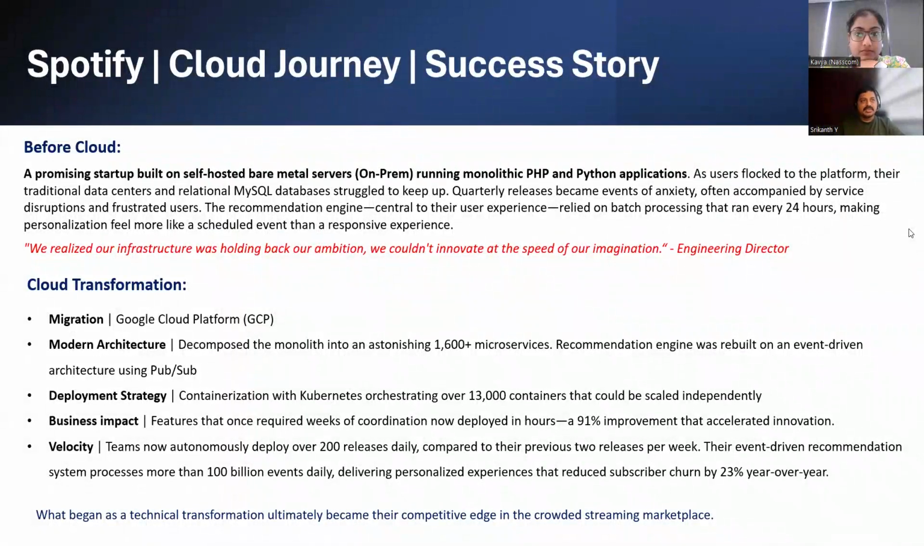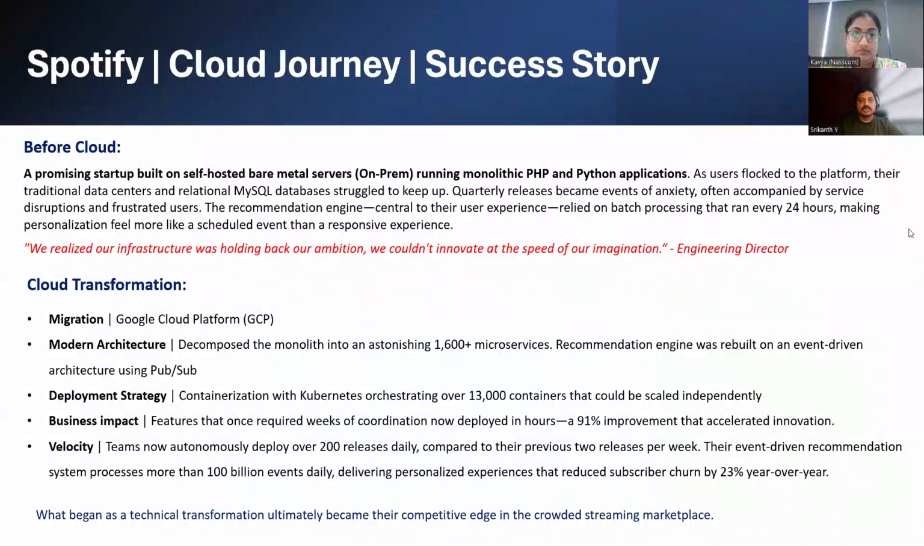There is a button click, there is an event generated. You land onto a page, there are events generated. So this is how behavioral analytics and all are built. Recommendation engines are also built in a similar way. There are algorithms that run by capturing all of these signals. So they have rebuilt their whole recommendation engine using event-driven architecture, and they changed their deployment strategy. They started doing containerization with Kubernetes.